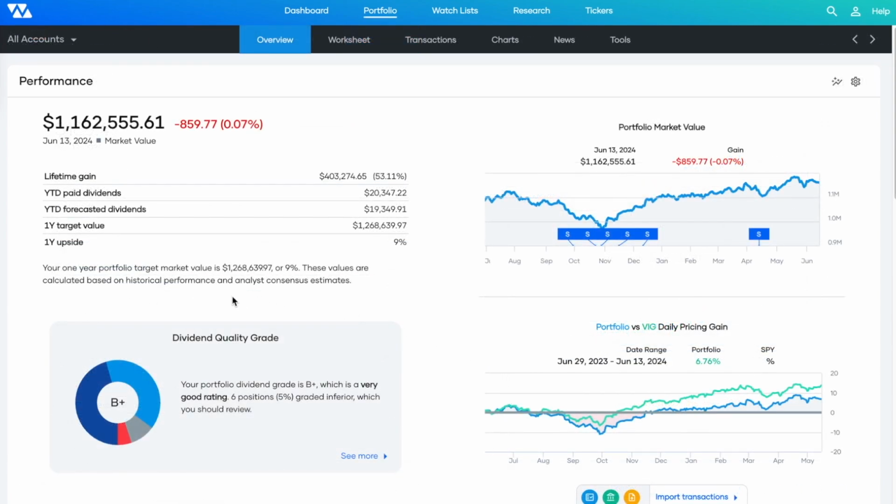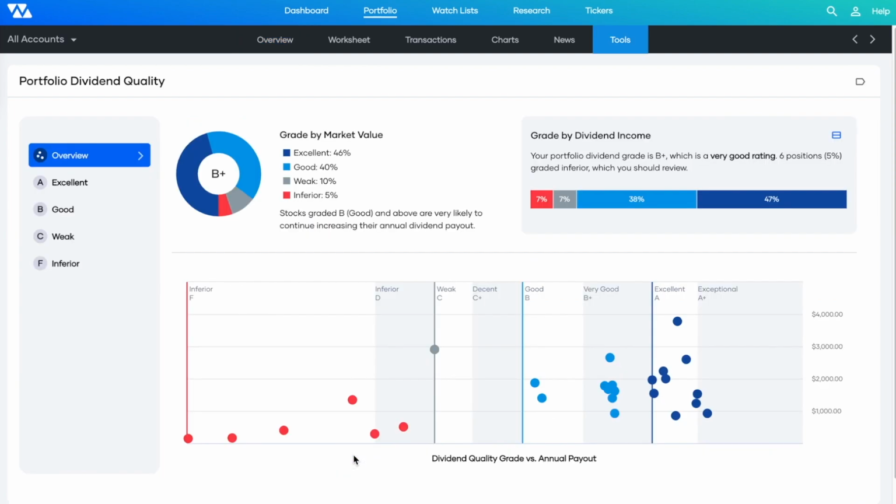Here you can review your portfolio's overall dividend quality grade and view the distribution of different grades by market value. For details, you can jump straight to the dividend quality tool and review the dividend quality grades of individual stocks. Portfolio Insight recommends a careful review of stocks with inferior grade, such as these in red. Unless you find a compelling reason to continue holding such stocks, we recommend swapping them out for stocks with higher dividend quality grades. Doing so will improve the overall quality of your portfolio.